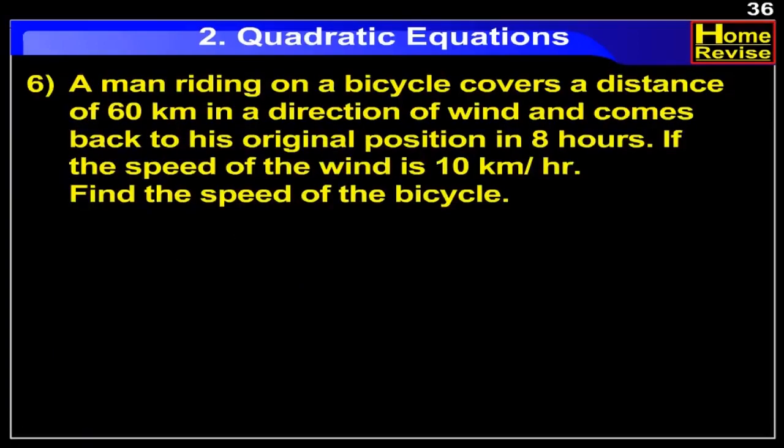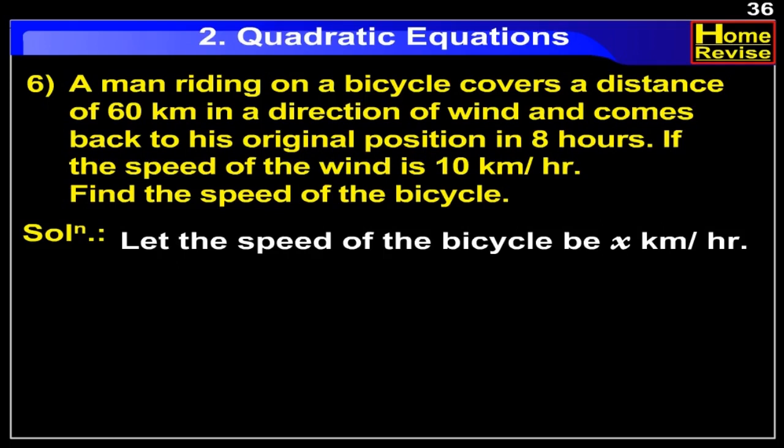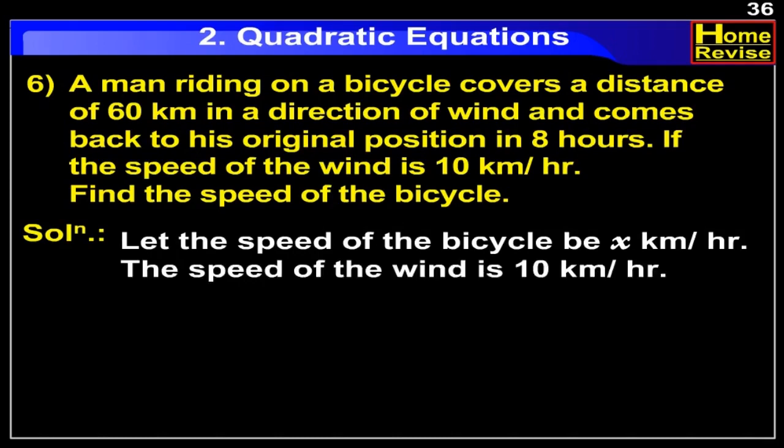A man riding on a bicycle covers a distance of 60 kilometers in the direction of the wind and comes back to his original position in 8 hours. If the speed of the wind is 10 kilometers per hour, find the speed of the bicycle. Solution. Let the speed of the bicycle be x kilometers per hour. The speed of the wind is equal to 10 kilometers per hour. Reason: given.